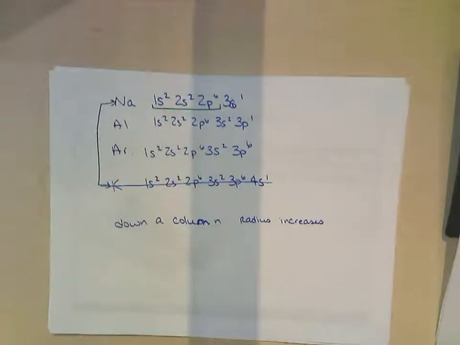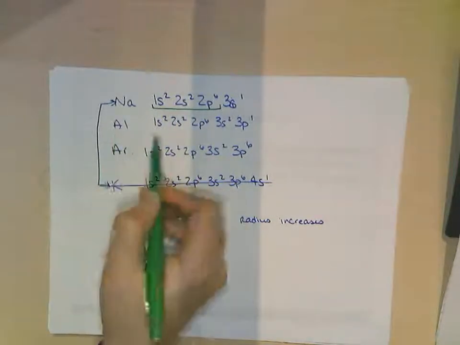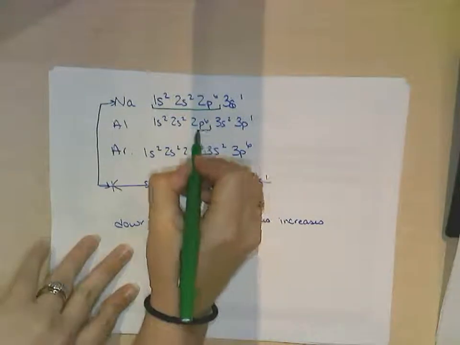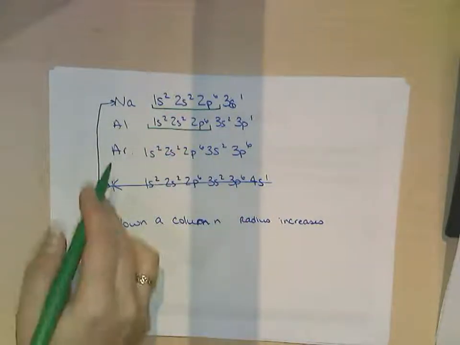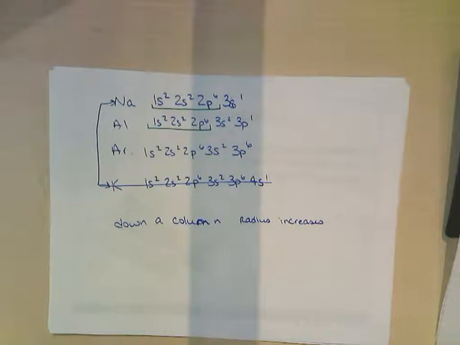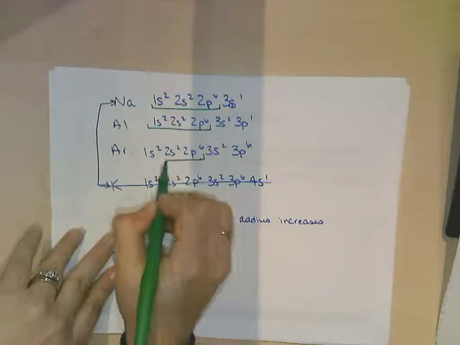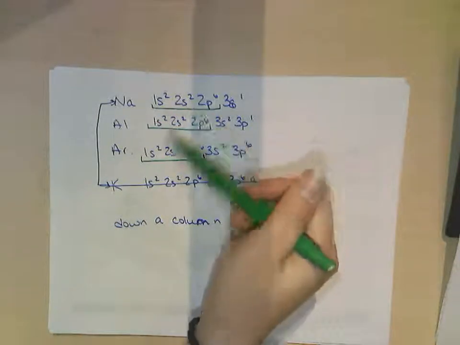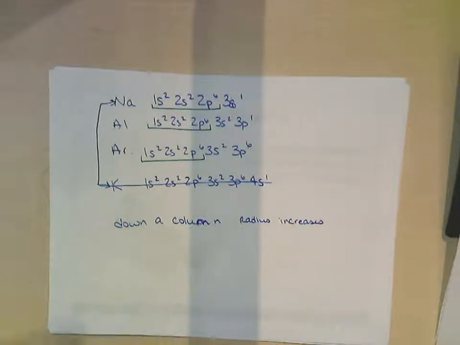All right, what about aluminum? What's the highest energy level here? 3. So anybody not in the 3s are in the core. What about argon? What's the highest energy level? Still 3. So everybody not in 3 is in the core. And that happens to be, if you're in a row, they'll always have the same number of core electrons. Okay?